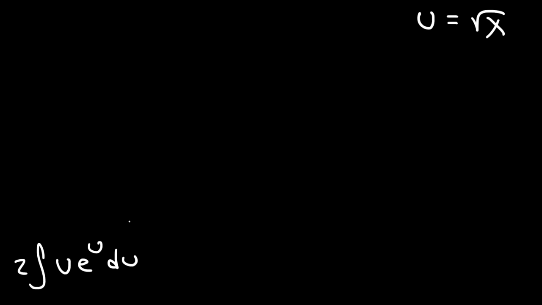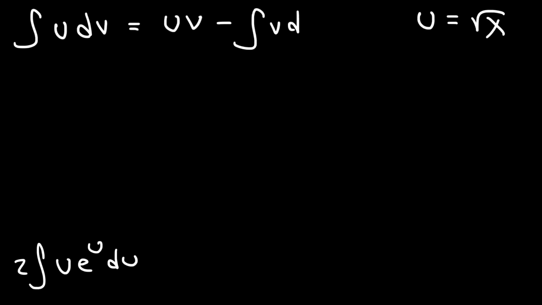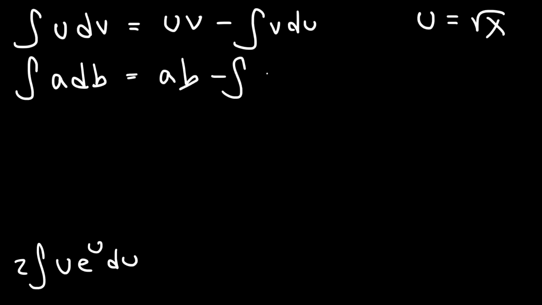So now what we need to do in order to integrate this expression is use integration by parts. So we're going to use the formula: the integral of u dv is equal to u times v minus the integral of v du. Now I don't want to use the u variable twice, so I'm going to use different letters with the same equation. Let's say u is a and v is b. So we have this formula: the integral of a db is a times b minus the integral of b dA.